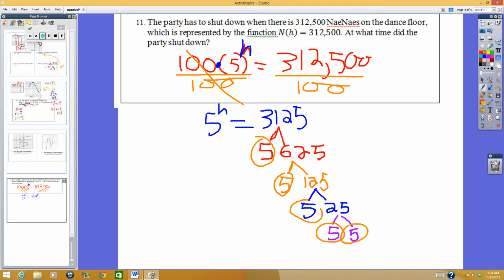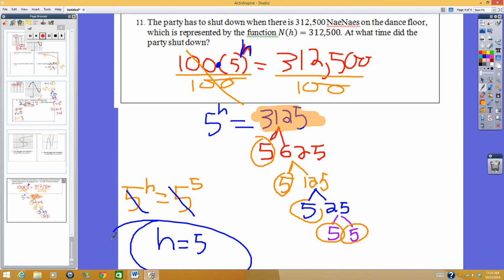Okay? So essentially what I'm going to do right now is rewrite this 3,125 as 5 to the h power equals 5 to the 5th power, because there are 5 5s. After that, we've got common bases, so I really don't care about those anymore. You just set your exponents equal to each other, and there is your answer. The number of hours it would have taken is 5 hours.